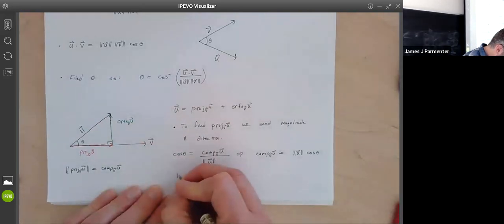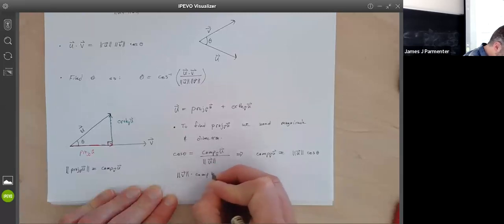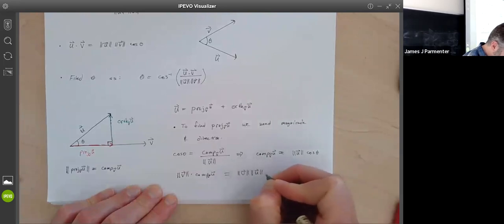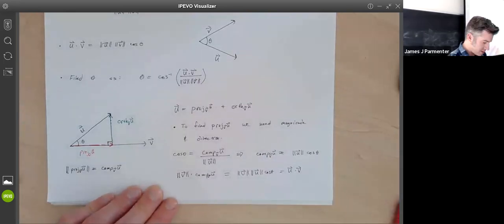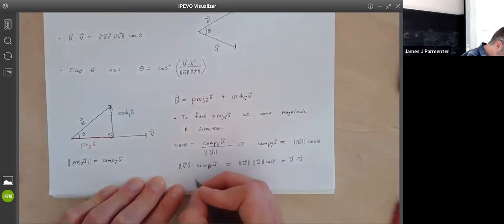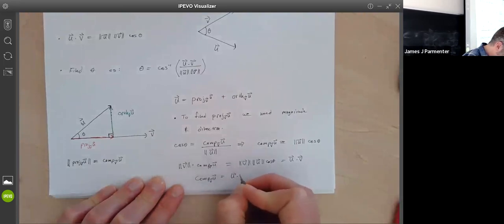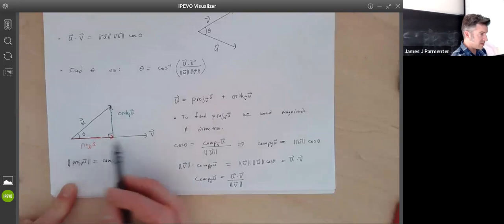So we're going to say that the magnitude of v times the component of u in the v direction is equal to the magnitude of v times the magnitude of u times cosine theta. In other words, u dot v. And so then the component of u in the v direction can be calculated as u dot v divided by the magnitude of v. Great, so there's the length of this vector.